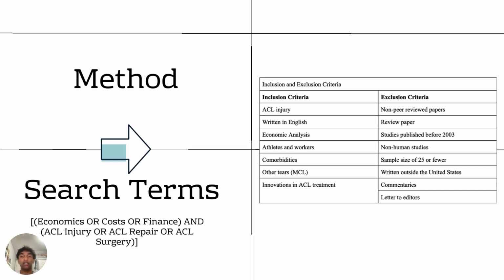Papers that were excluded often were non-peer reviewed papers, other review papers, studies published before 2003 as advances made in the field after that may lead to those findings being outdated, studies not conducted on humans or with a sample size of 25 or fewer, studies written in a country other than the United States, or commentaries or letters to editors of other papers.